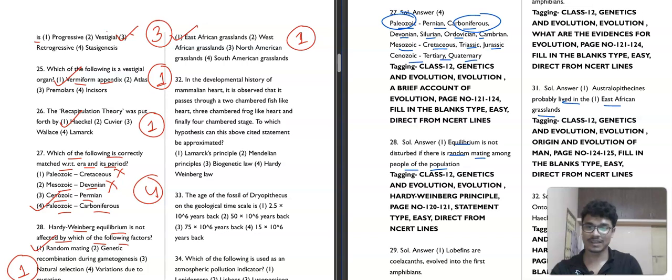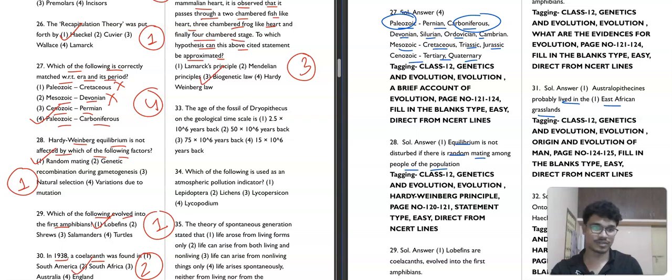Then next question, in the development history of the mammalian heart, it is observed that it passes through a two-chambered fish-like heart, three-chambered frog-like heart, and finally the four-chambered stage. To which hypothesis can the above cited statement be approximated? This process is basically explained by the biogenetic law. Third option will be your correct answer, because you know that the biogenetic law, the recapitulation theory, means that ontogeny recapitulates phylogeny, that is given by Ernst Haeckel. So this is our correct answer.